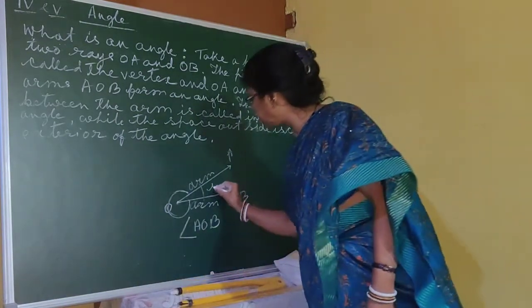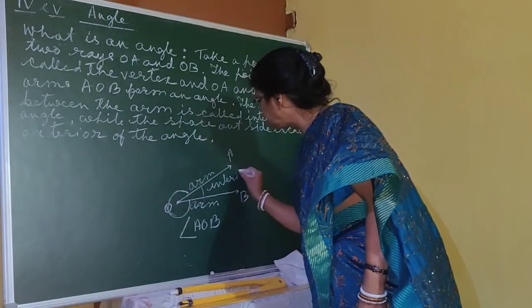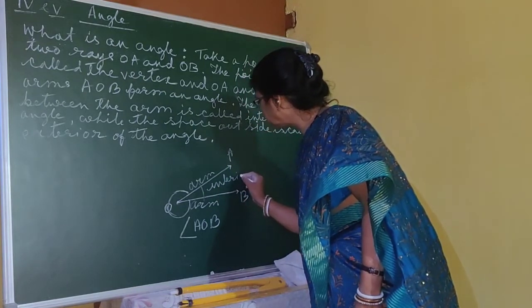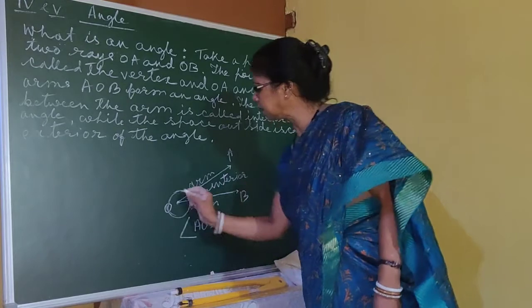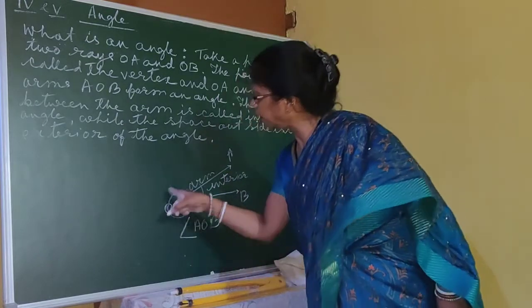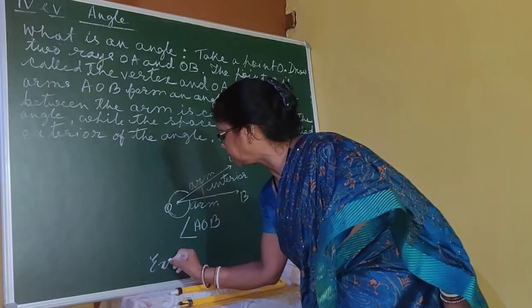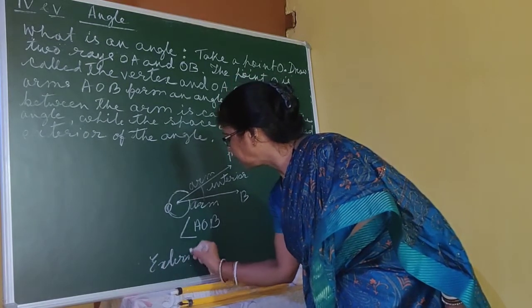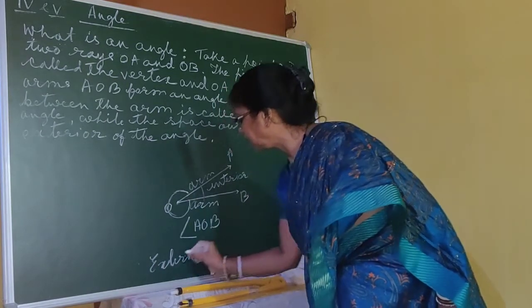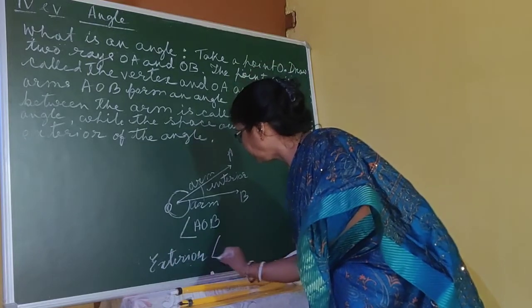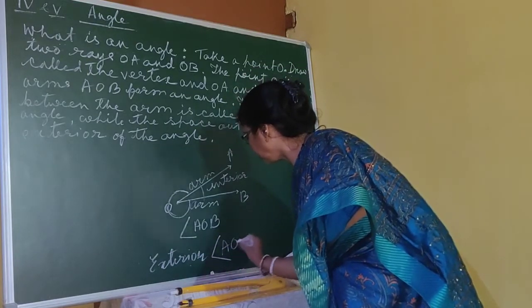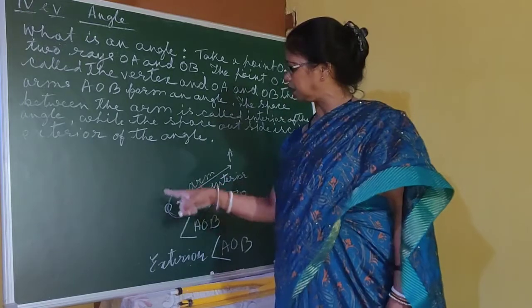This is the interior, and here is the exterior. When you have to show it, you have to write the exterior of angle AOB.